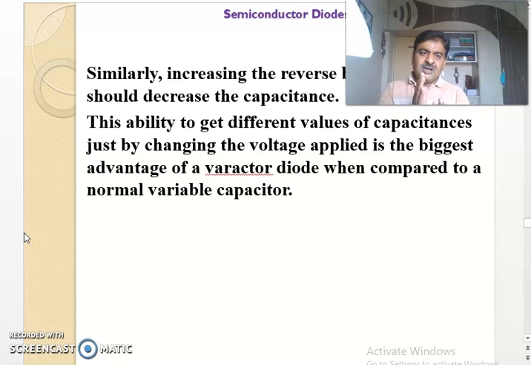If we compare a normal variable capacitor and a varactor diode, what is the ability of the varactor diode? The ability of the varactor diode is that we get different values of capacitance just by changing the potential difference. So, as compared to the normal capacitor, the varactor diode is very important.